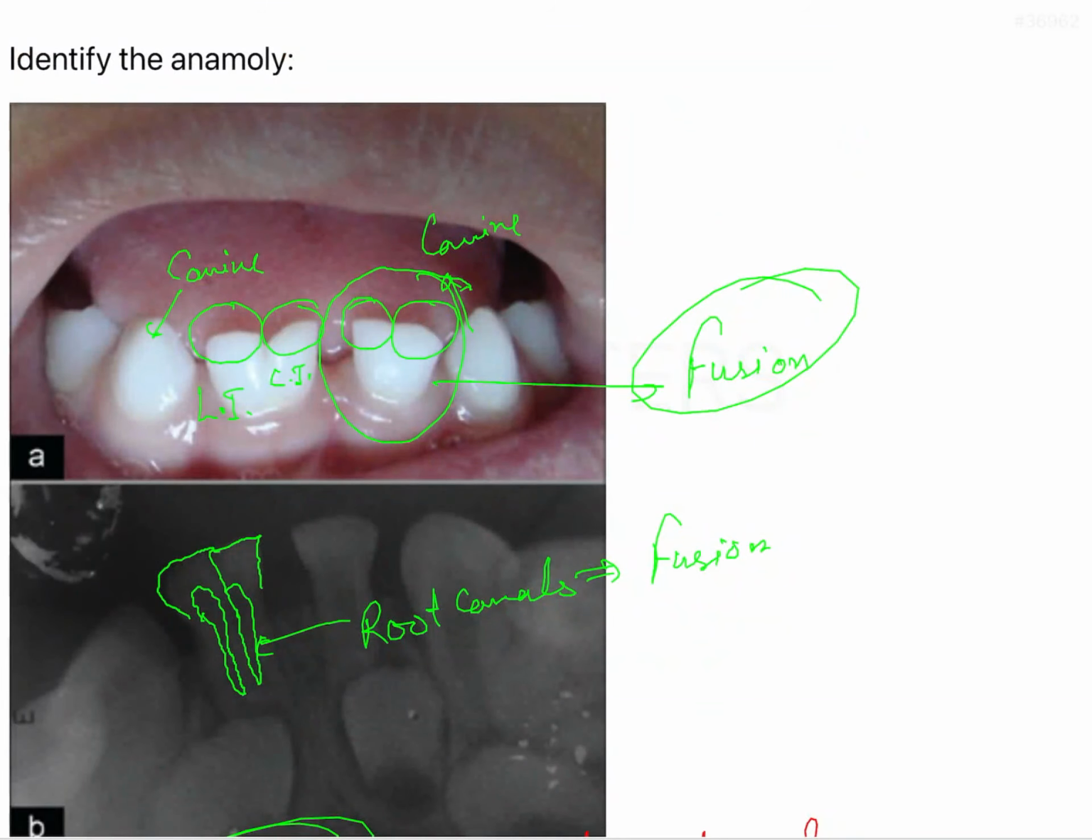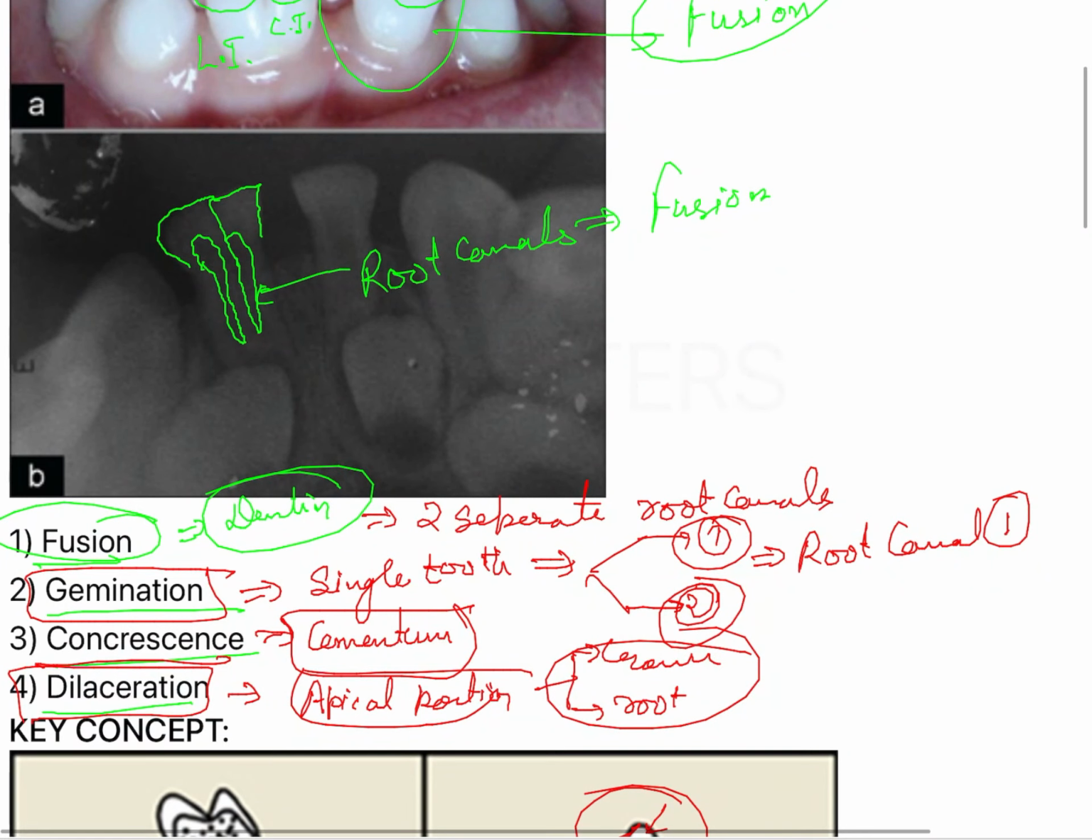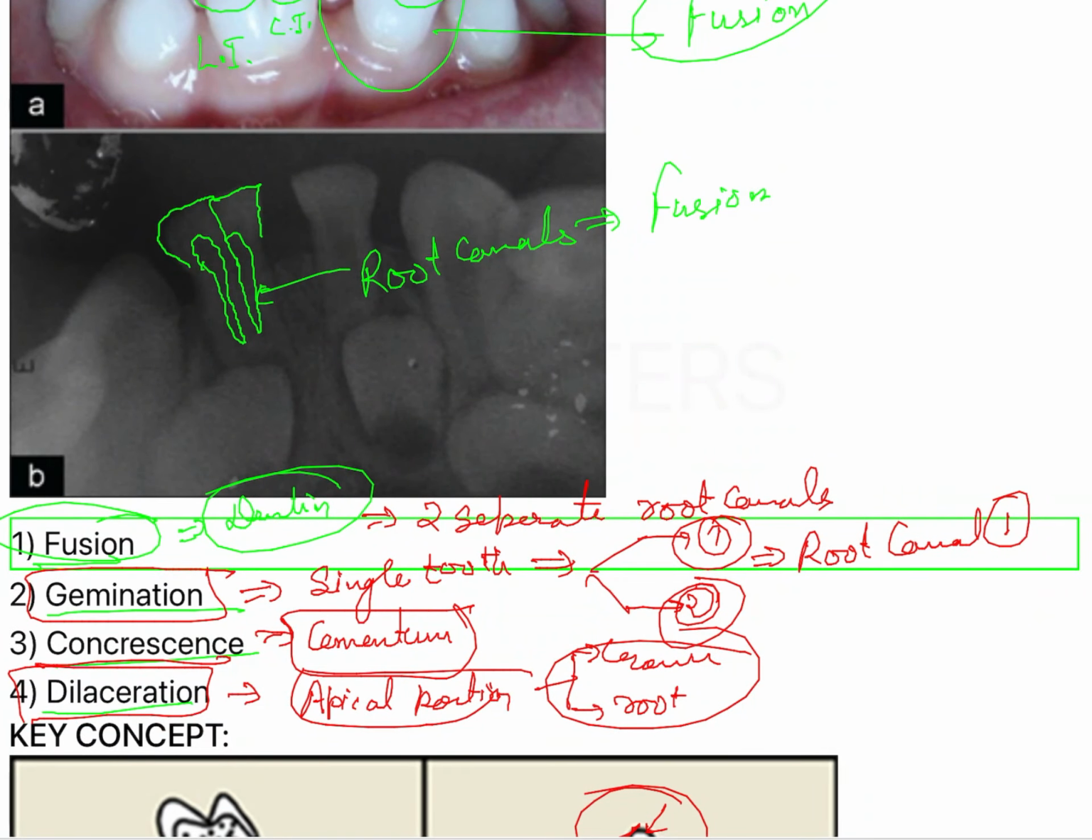So coming back to the question, the anomaly here is very easy to identify, and that is none other than your fusion. That is why option 1 is correct.